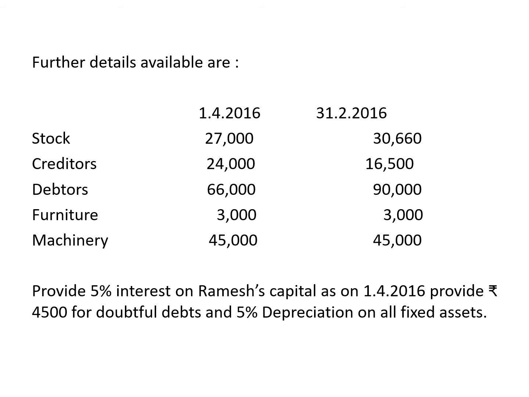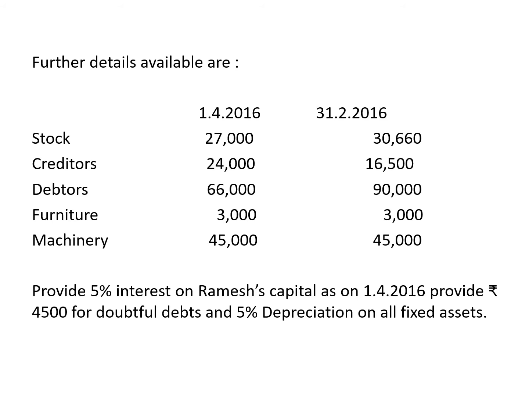Next item is machinery. They've given 45,000. So opening machinery will go to the opening statement of affairs. Closing machinery will go to the balance sheet with an adjustment again of depreciation or appreciation. 5% depreciation is given. We will have to deduct this depreciation. And both the depreciation on furniture as well as machinery should be shown in the PL account, and we have to deduct the same in the balance sheet.